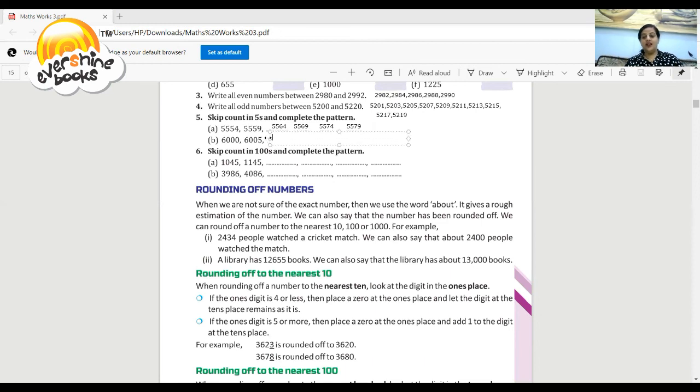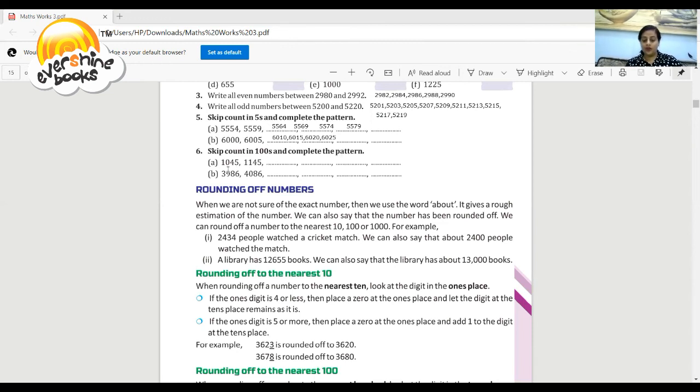Now next, it is very simple. It is like a table of 5. 6,010, comma, 6,015, comma, 6,020, comma, 6,025. This is the answer. Okay, students. Now, keep counting in hundreds and complete the pattern.